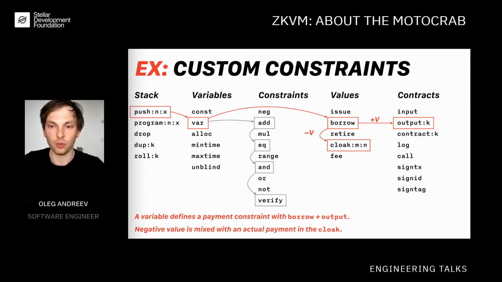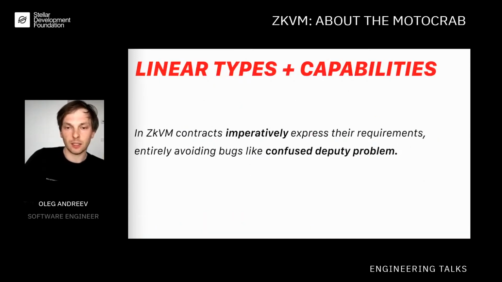So these instructions show you how you can combine the value flow with custom conditions. And the important part is that this is all imperative, meaning that your contracts do not have declarative conditions, but they imperatively do things that they want to be done with linear types that cannot be simply dropped or created out of nowhere or duplicated. So an entire class of security vulnerabilities is eliminated.